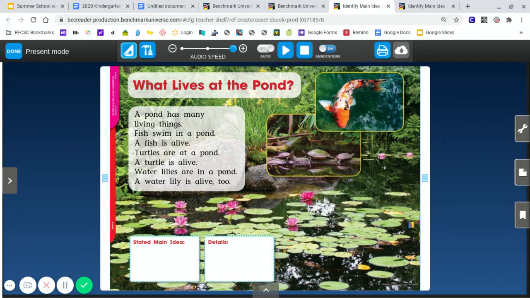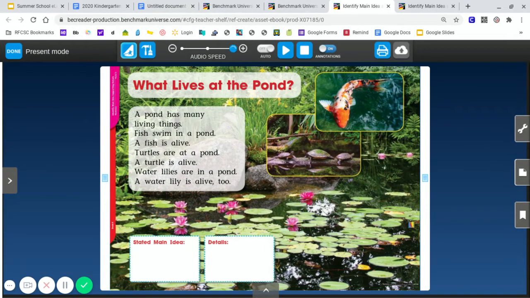And let me give you a clue. It's not always like this, but this is a big clue, and we're going to talk about this quite a bit in first grade. A lot of the time, you can find the main idea towards the beginning. So, I'm going to read this again to you.